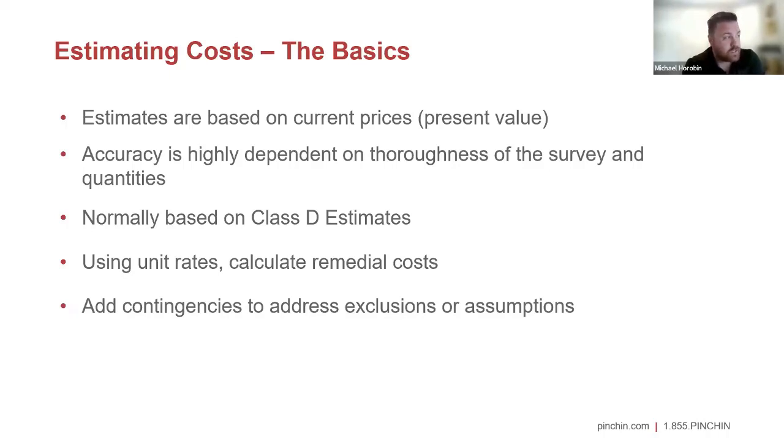So there is a high level of contingency in these. We use unit rates to calculate our remedial costs. So it's per material and condition of the material, not just overall assumptions. And then we also add contingencies to address exclusions or assumptions that may be present.